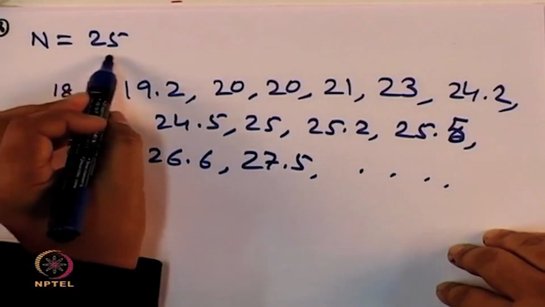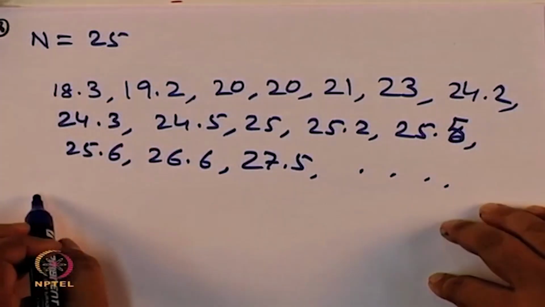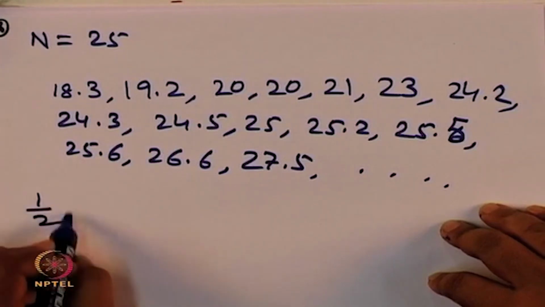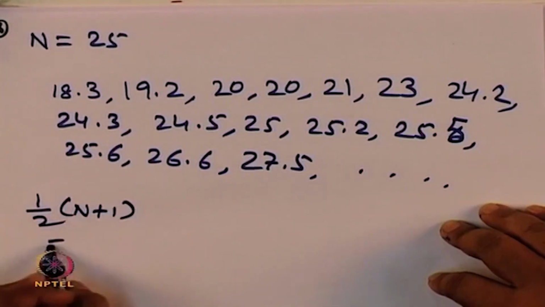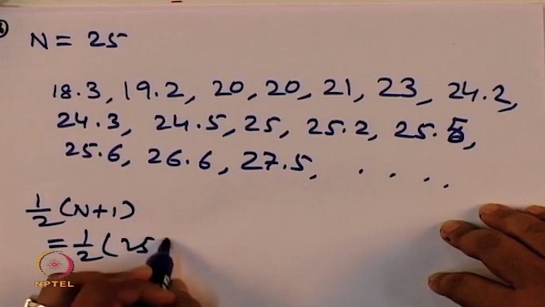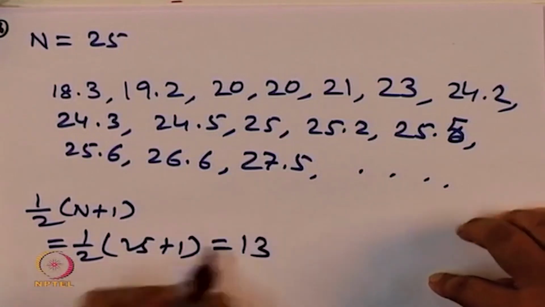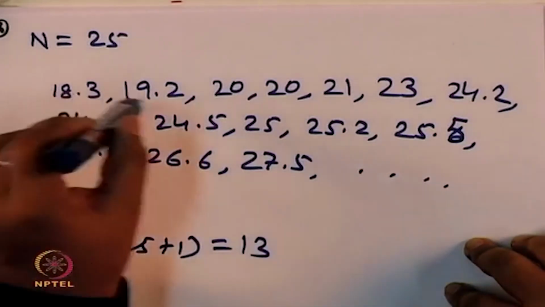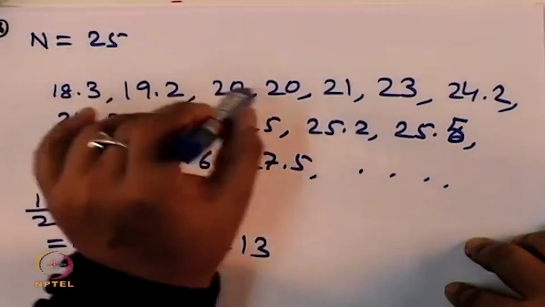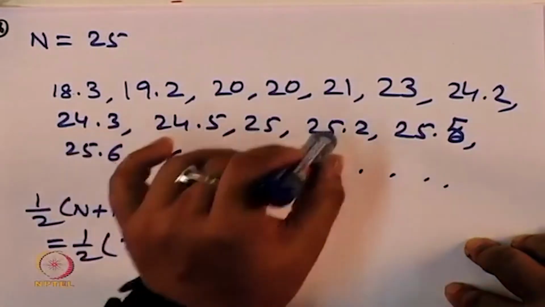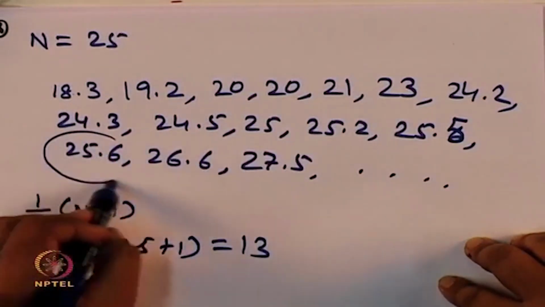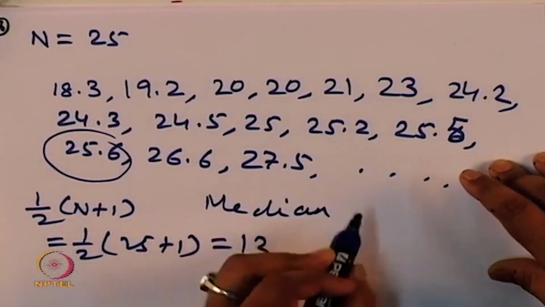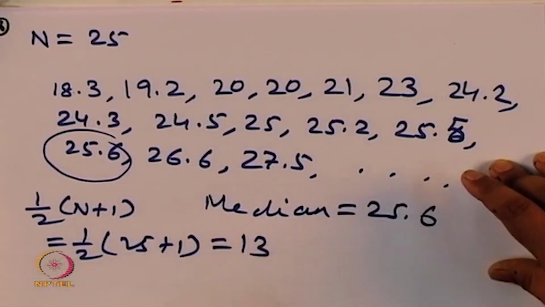Now I know that n is 25, right. So my median position is half into (n plus 1), which is half into (25 plus 1), equal to 13. I did not complete the list, but counting 1, 2, 3, 4, 5, 6, 7, 8, 9, 10, 11, 12, 13, your median is 25.6. So the median is 25.6.